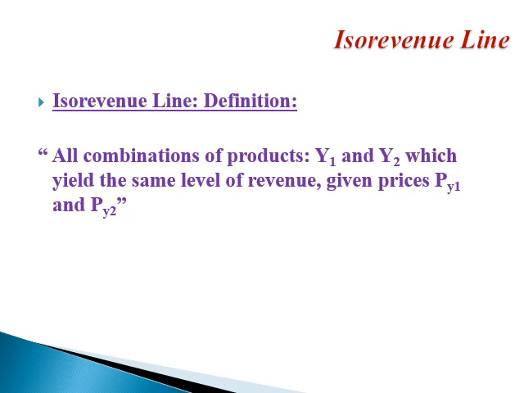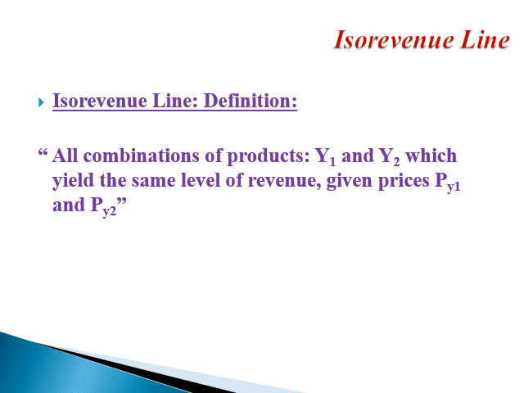Okay, now we define the iso-revenue line. I told you that the relative prices of Y1 and Y2 will determine how much of Y1 and Y2 I should produce if I want to maximize my profit or my revenue. In that case, because now we are talking about maximization of revenue, by the way, not profit in this story.